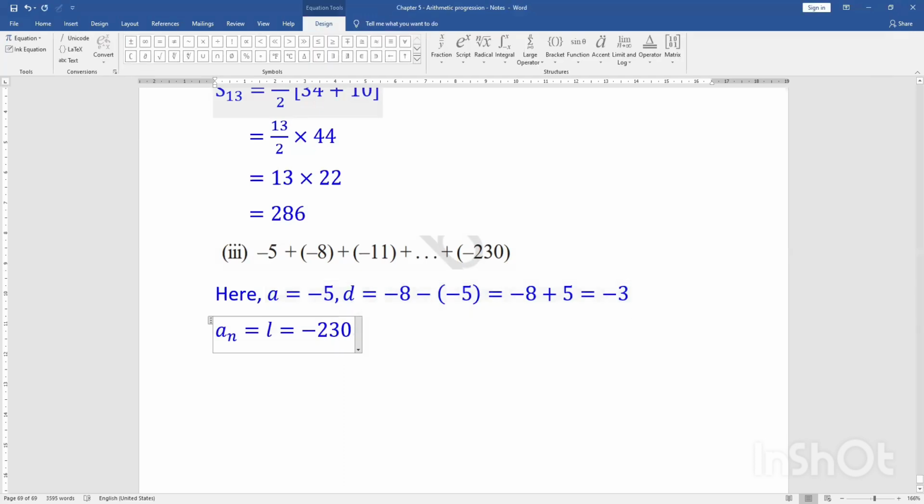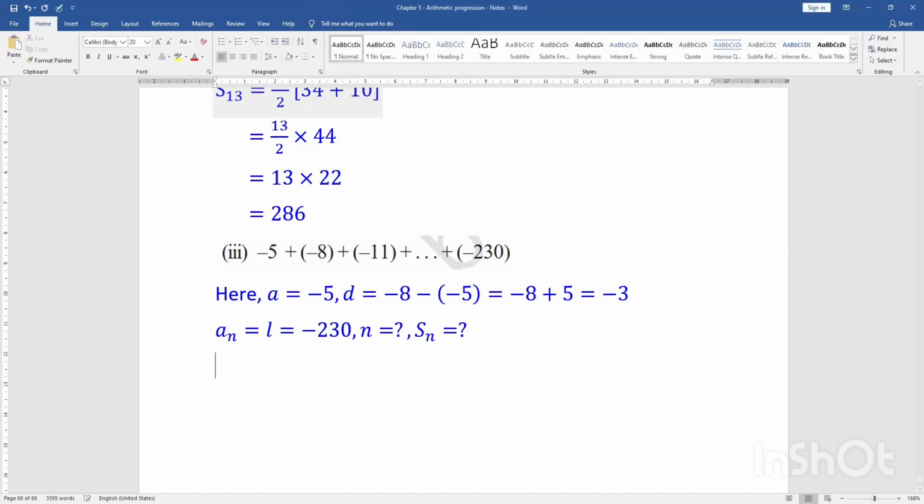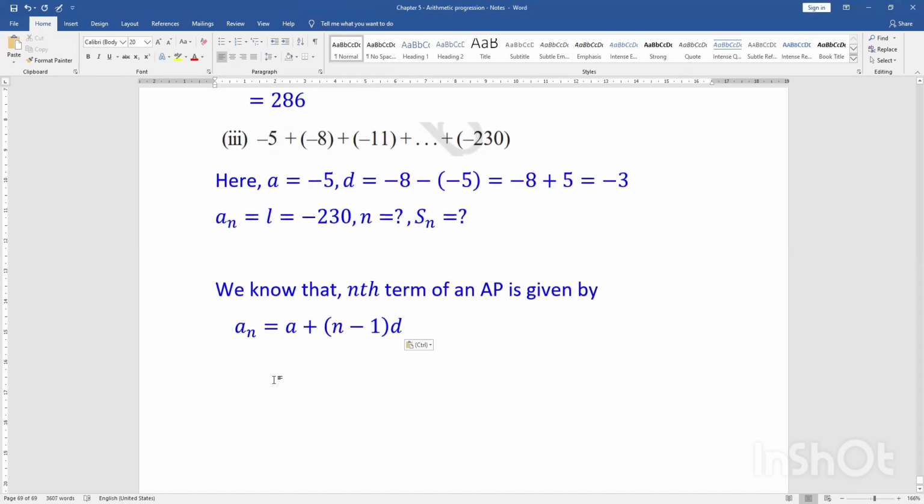And then what is the value of N? N is equal to question mark. And then we have Sn. So what is the Sn value? Sn also we need to find out, so I put Sn as question mark. Next, as usual, we write the nth term of the AP formula, which is An is equal to A plus n minus 1 into D. Next, I am going to substitute An with -230.